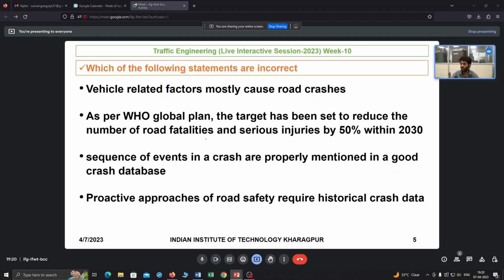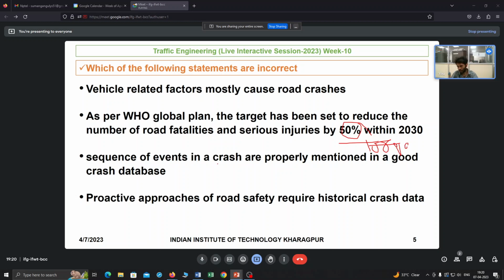Which of the following statements are incorrect? Vehicle related factors mostly cause road crashes. Vehicle related factors is one of the true statements. There are several other factors, but vehicle related factors also affect road crashes. As per the WHO global plan, the target has been set to reduce the number of road fatalities by 50% in 2023. Okay, 50% or 100%, we don't know. I think it was 100%. I have to check once.